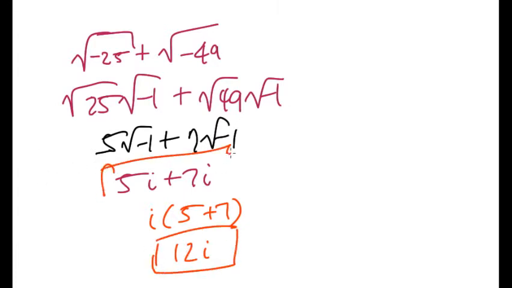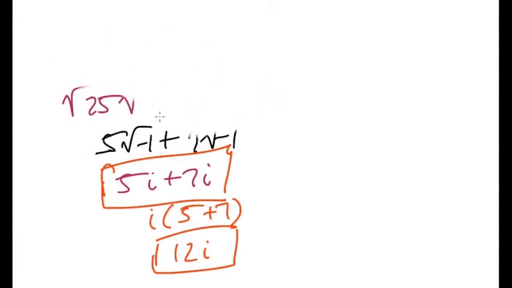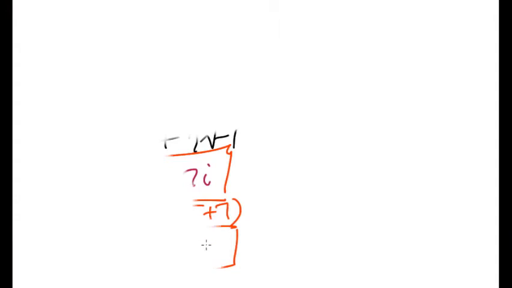Like terms, 5i and 7i are like terms. You can think of it that way too. So that's just basic arithmetic, showing that you can add and subtract pure imaginary numbers just like anything else.